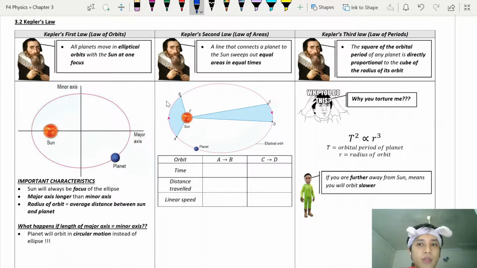Okay, hello everyone. So let's look at the second part of chapter 3 of your physics, which is on Kepler's law. A lot of students, when they reach this particular section, might feel a little bit confused, or might not fully understand what they're actually learning here. But I would like to say that Kepler's law is actually not as complicated as it seems.